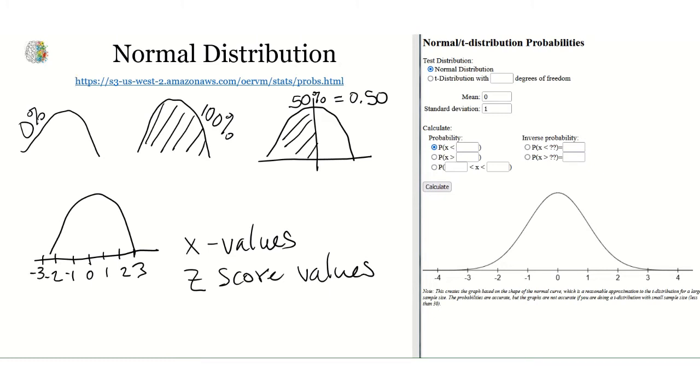For the examples that we're going to show, we're going to be using x values, but if your problem gives you a z-score value and wants to solve for a probability, or if it gives you a probability and wants to solve for a z-score, you can use this exactly the same. It's just where you see the x, you're going to replace that with your z-score value. And the numbers along the x-axis, those are either going to be x values or z-scores, whichever that you're solving for, but the way that it's calculated is exactly the same.